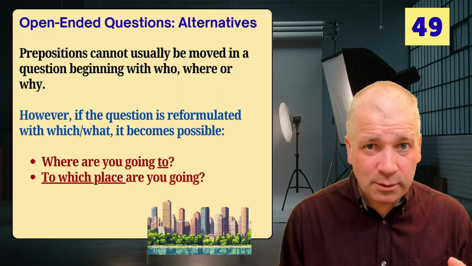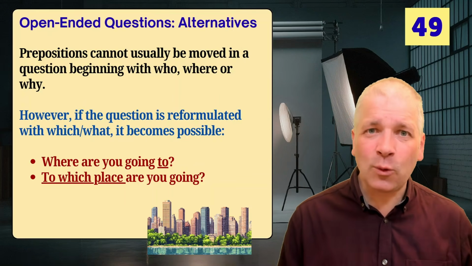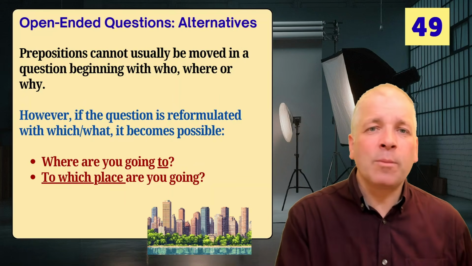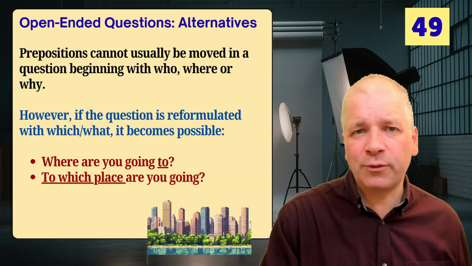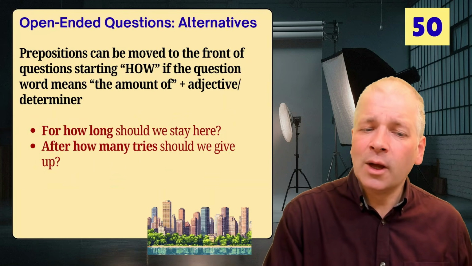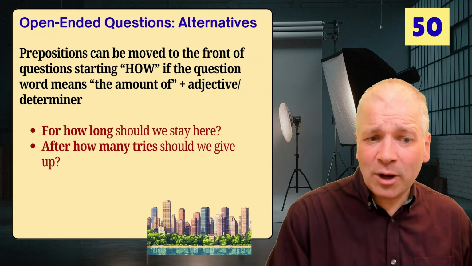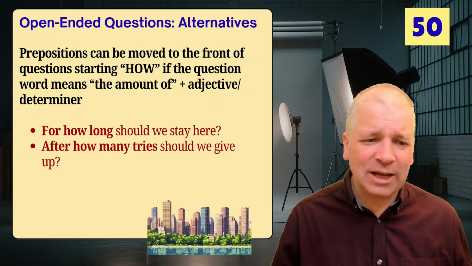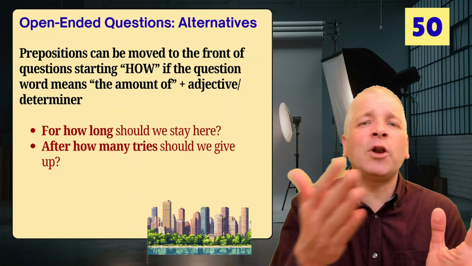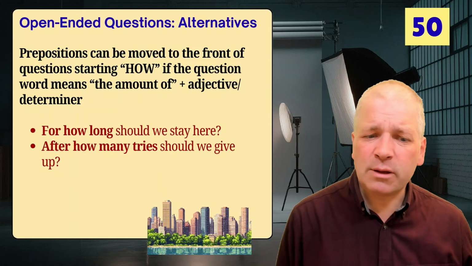But instead, if you do this, to which place are you going? You've reformulated the question using which, and now it works because we're using which with the preposition. So that's the way to get the preposition to the front if you're using these different question words. Now, prepositions can be moved to the front of questions starting how, if the question word means the amount of and is followed by an adjective or a determiner. You remember earlier we looked at how the word how can be followed by another word to find out the amount of a quantity. So look at these examples here.